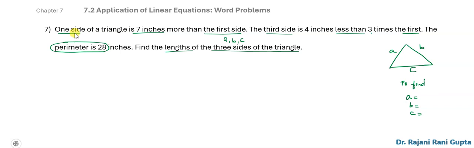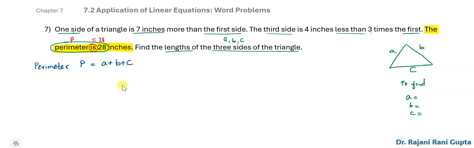Okay, what is given? The length of the sides of a triangle is involved in the perimeter. You can see that the perimeter is given to be 28 inches. If I denote the perimeter by P, then P equals 28. The perimeter P is given by the formula A plus B plus C. This is the formula for perimeter.